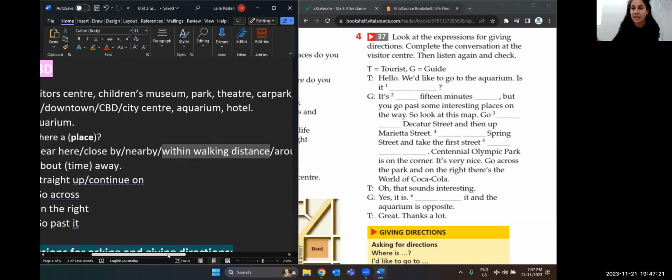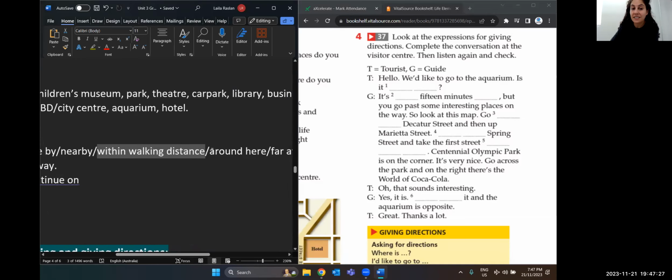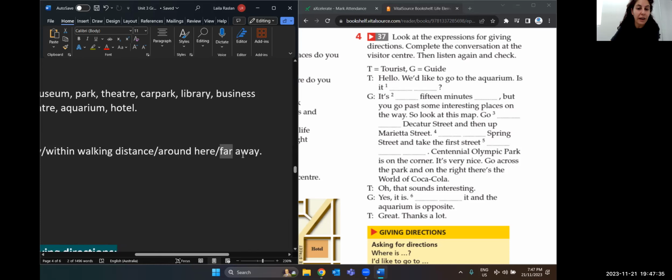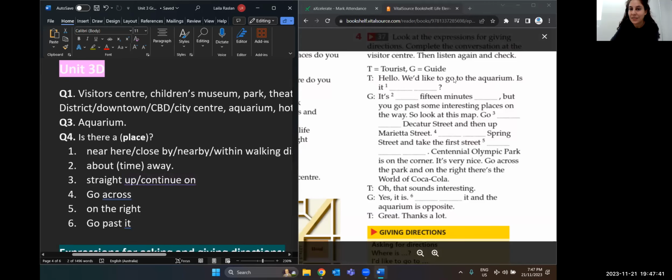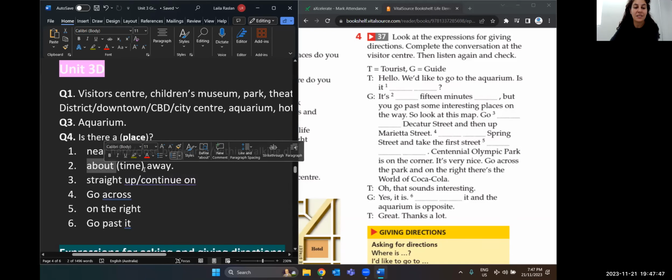So maybe you're only walking. So is it within walking distance? Or is it around here? Is another way to say that. Is the aquarium around here? Or is the aquarium far away? So that's all the same way to say near here. The guide says it's about 15 minutes away. So you need to say it's about, or you could say it's around. When you're talking about time, you can only say about. It's about 15 minutes away.